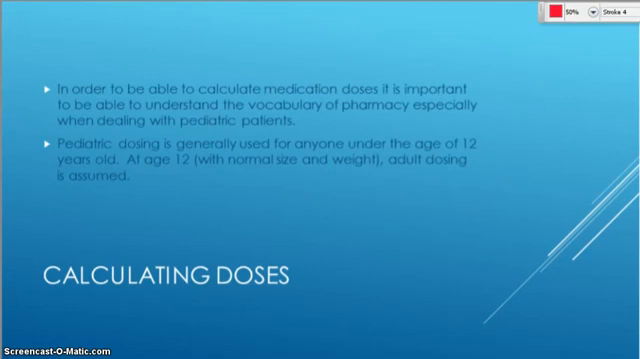We're first going to start with calculations based on pediatric formulas. So it's really important to understand the vocabulary, especially when dealing with these pediatric patients. We consider a pediatric patient anyone under the age of 12. Once they reach the age of 12, if they're the normal size and weight, then we go ahead and use adult dosing. So we're just looking at those pediatric patients with these three formulas. So keep that in mind.